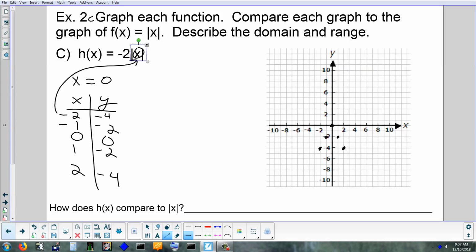Okay, what's looking a little different here? It's upside down. Why did it go upside down? Because it's negative. Right. We had that negative in front.